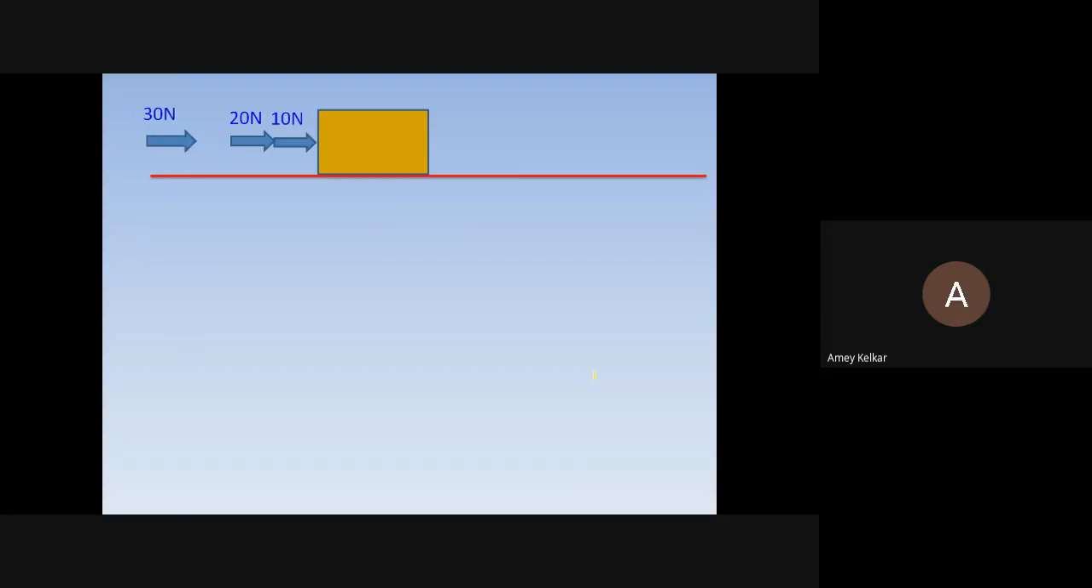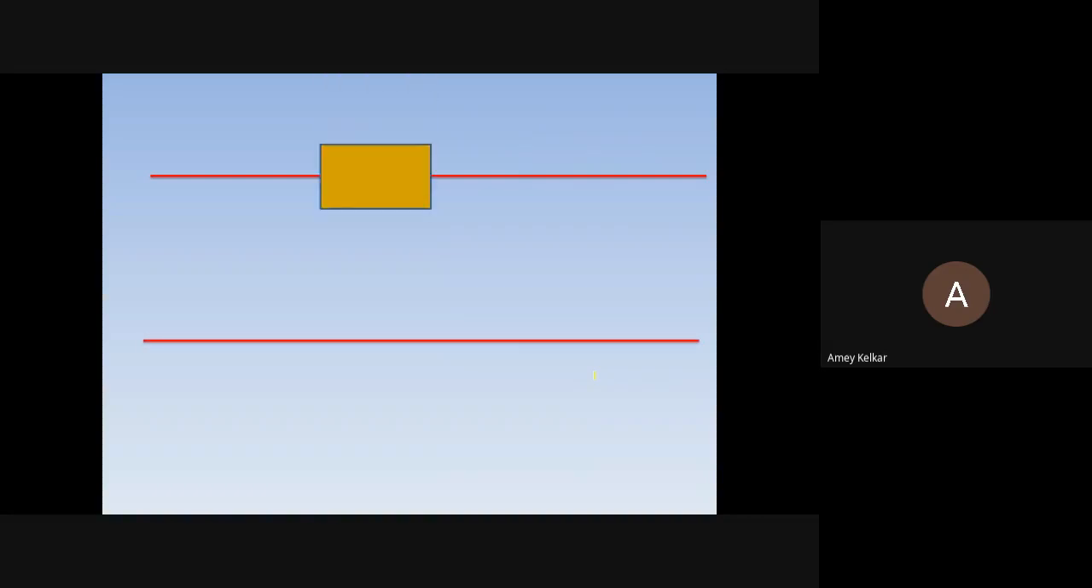So here what is happening? We are applying three forces, 30 plus 20 plus 10, that is 60, and the box is moving towards the right side. So in the next case, instead of applying three forces, I'm replacing them by a single force, which has the same magnitude. So what will happen here? Again, the box will move in the right side only. This is the first part of the definition of superposition.